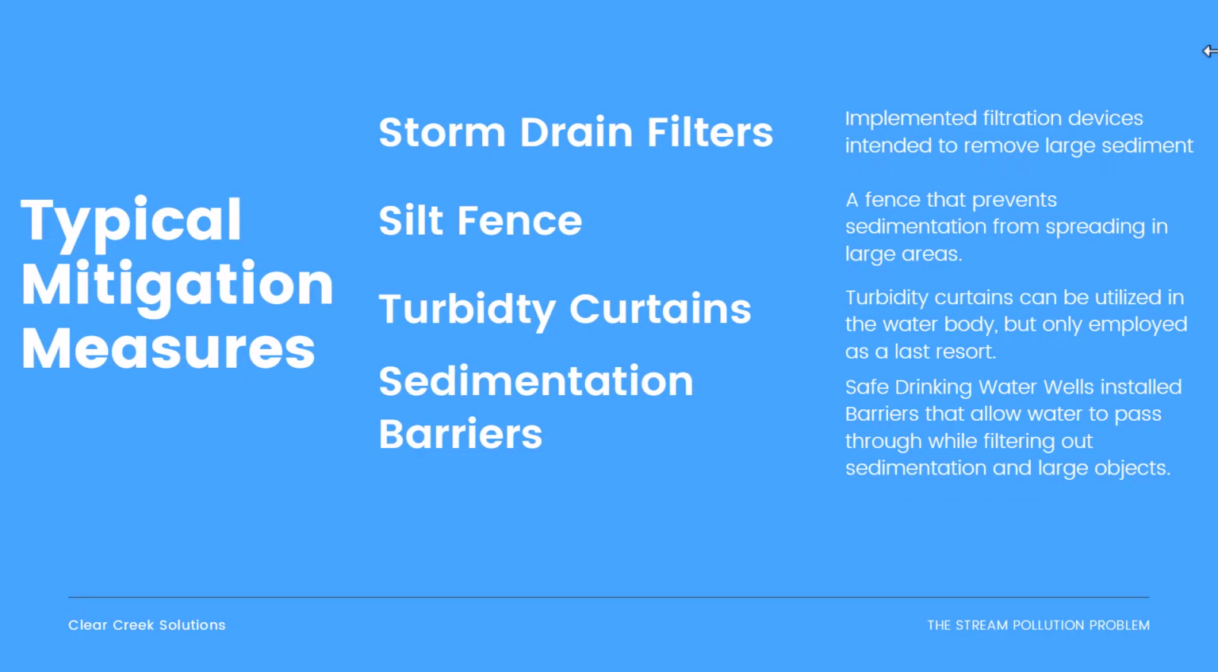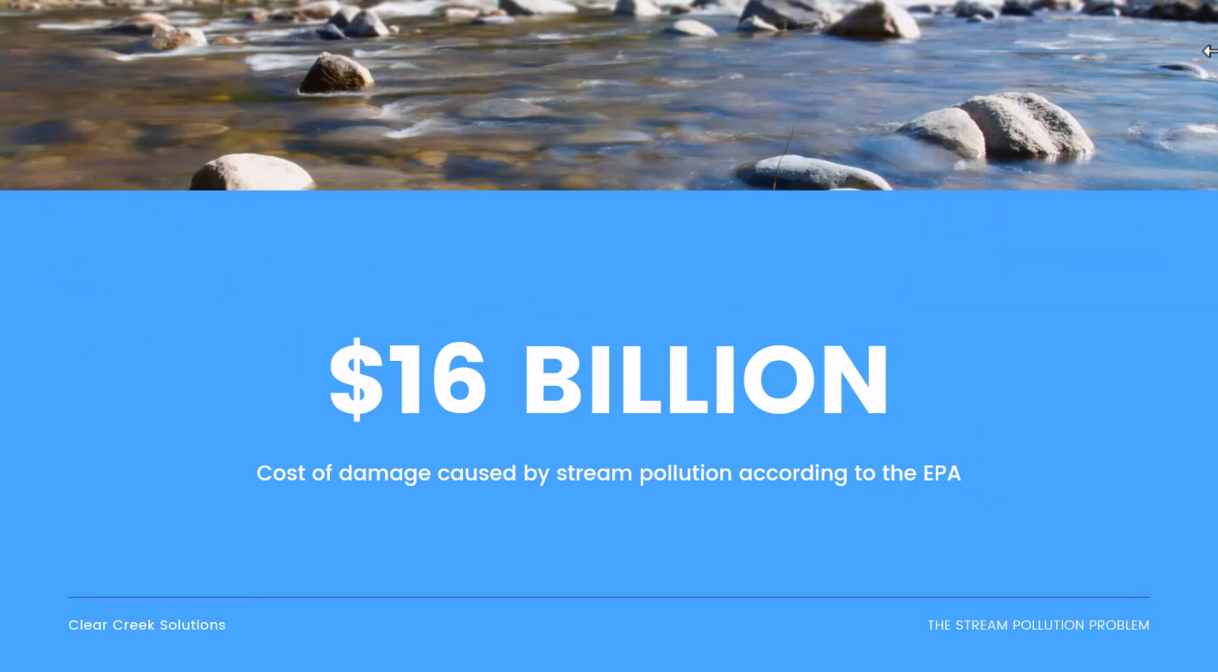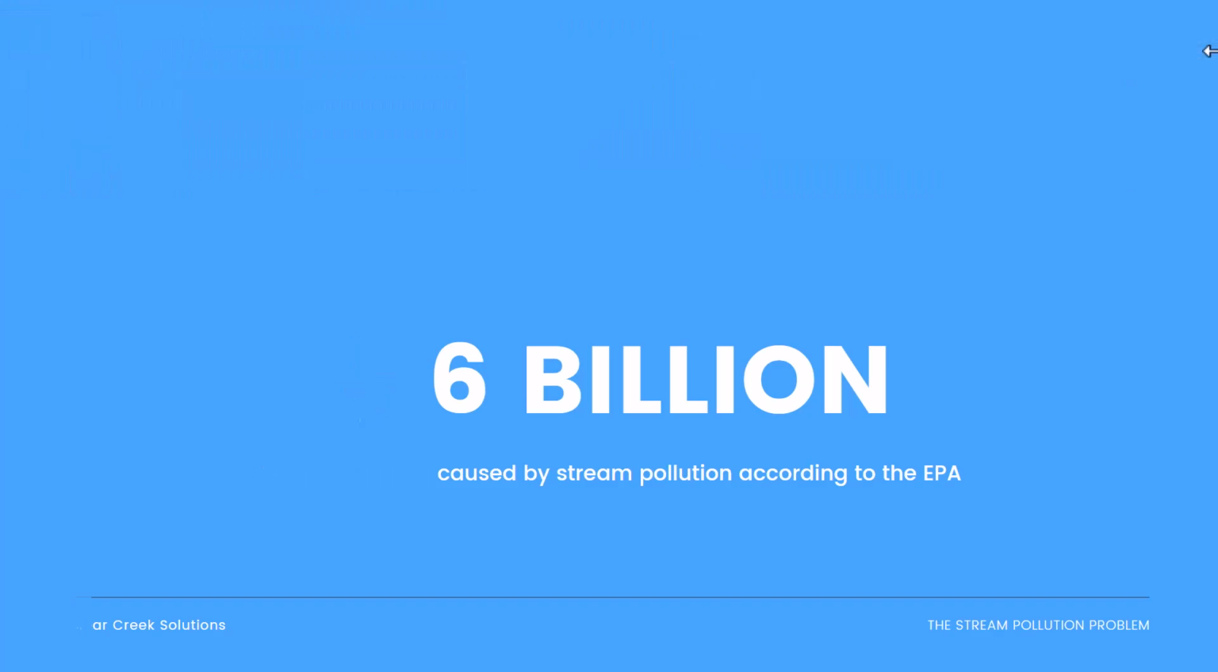Some of these temporary ones, something like a storm drain filter, which is an implemented filtration device intended to remove large sedimentation. There's a silt fence, a fence that prevents sedimentation from spreading in large areas. There's turbidity curtains, and these curtains can be utilized in the water body, but really only employed as a last resort. And there's something like sedimentation barriers, which are installed barriers that allow water to pass through while filtering out sedimentation and other large objects. It's estimated that $16 billion is the cost of damage caused by stream pollution, and this is according to the EPA. So this is a big problem that is not only damaging to the natural environment, our water supply, and wildlife, but it's also very costly.